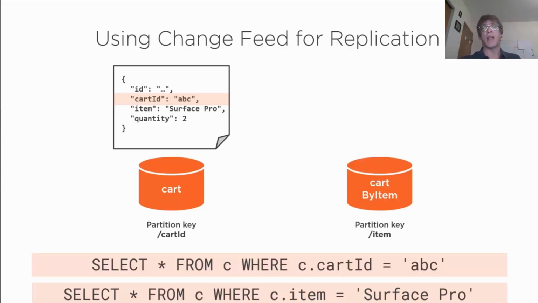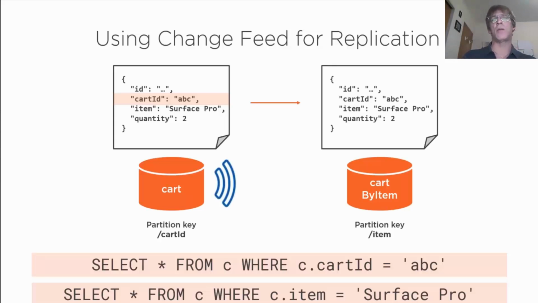Well, in that case, we'll create a cart by item container, and we'll partition on that item property, and we'll listen on the change feed, and to be more accurate, our microservice will listen on that change feed to push that document over. But of course, in this container, that very same document is partitioned on that item property, Surface Pro, and so that second query can be satisfied by the second container, by the replica container, as a single partition query for all Surface Pros across all carts, right?